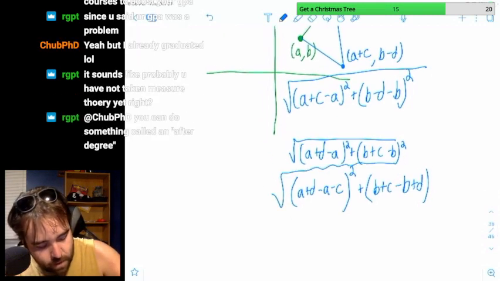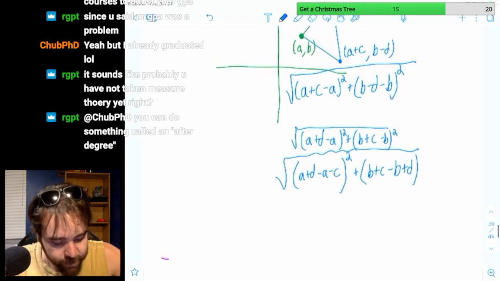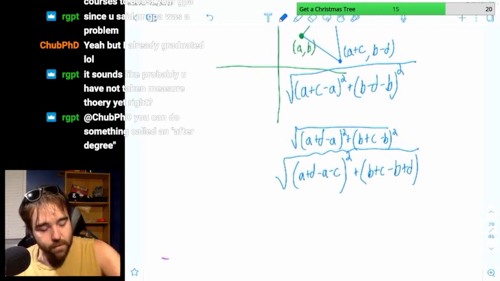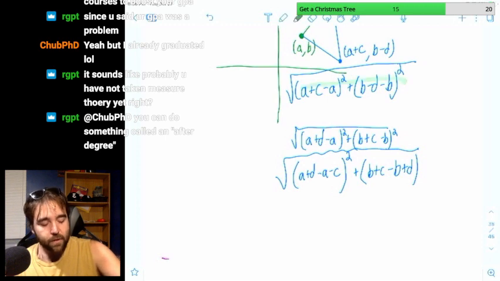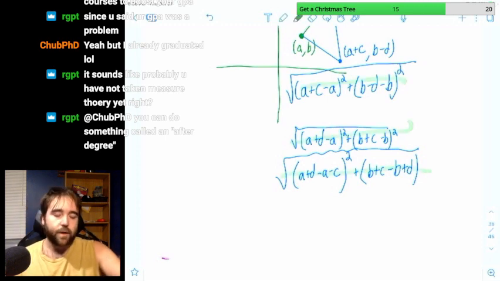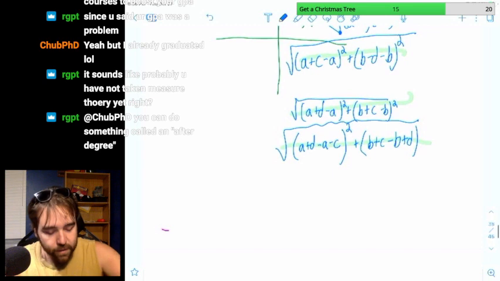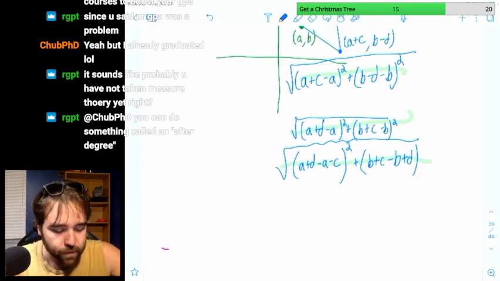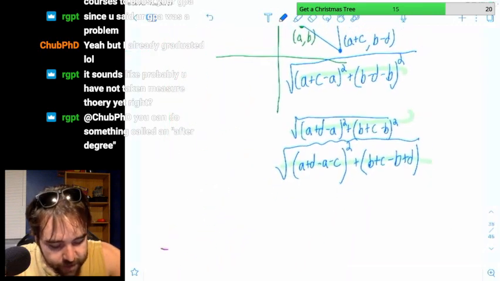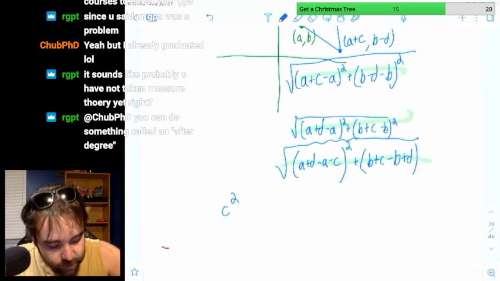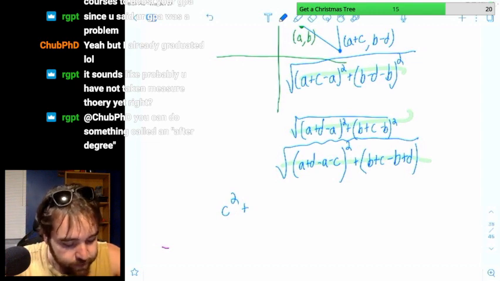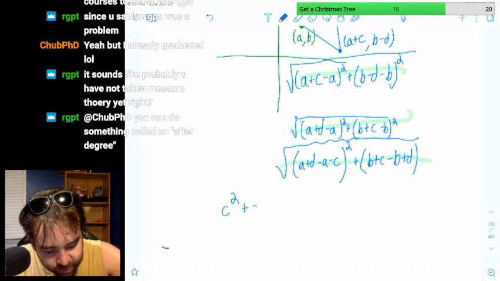Interesting. Okay. So now what do we have to show? We have to show that that first distance squared, so this squared plus this squared equals this squared. So we're going to square them. We're going to simplify a lot here. We're going to get rid of the square roots anyway. And we have A minus A, so that's going to be C squared, plus, and then B minus B, so that's just going to be D squared.